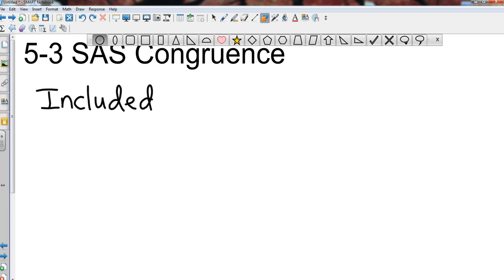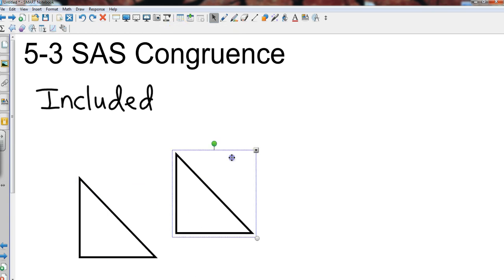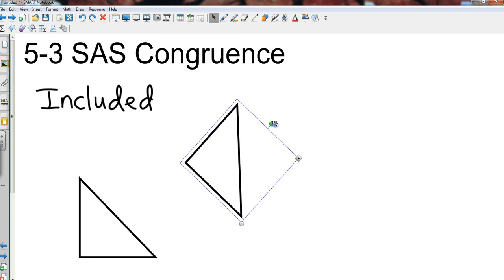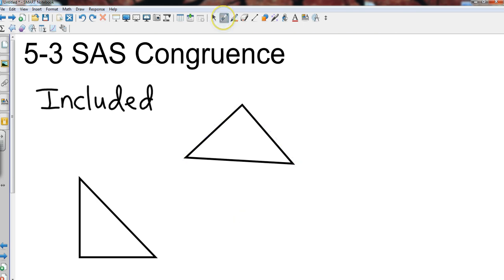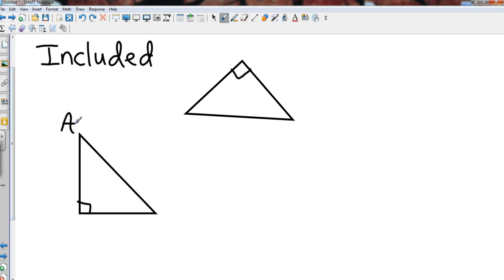Okay, so if I have two triangles, I'm just going to make a couple here real quick. Obviously, because you saw me just clone them, you know they're congruent. However, I'll mix it up a little bit just to confuse you. You're welcome. And let's say, I know, you will be totally confused. I just turned them over. Let's say this is triangle ABC, and this is triangle DEF.